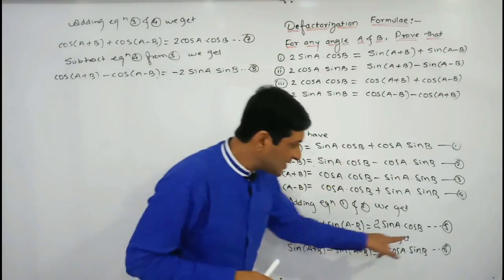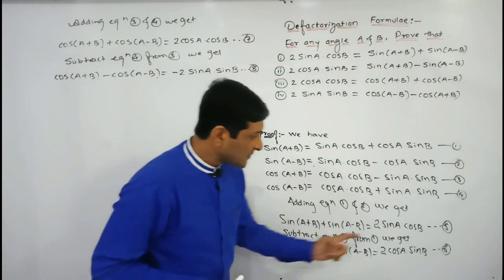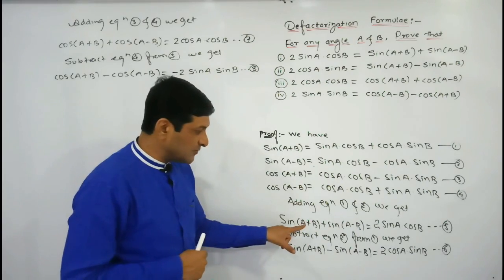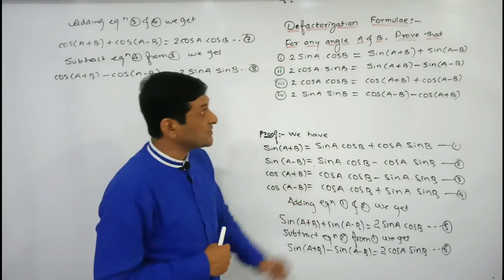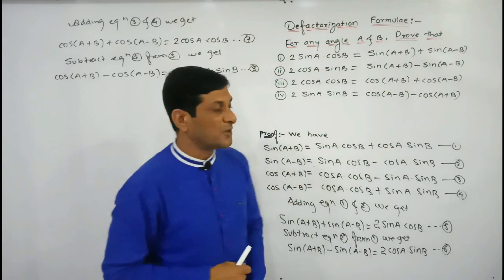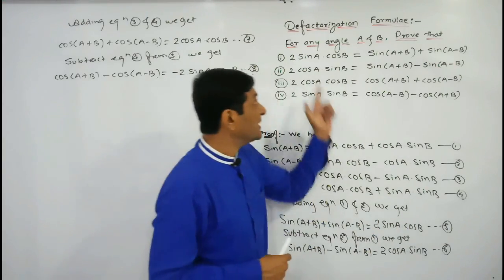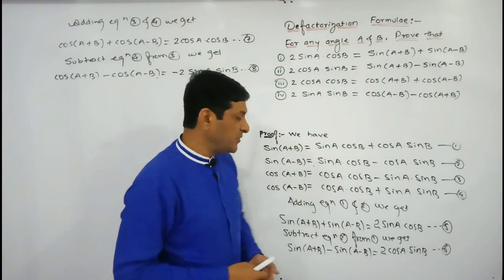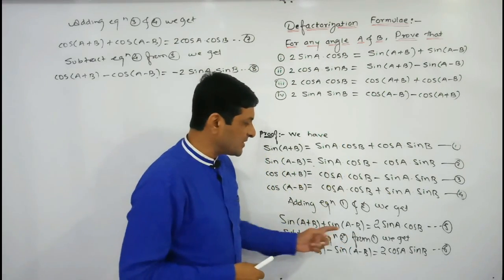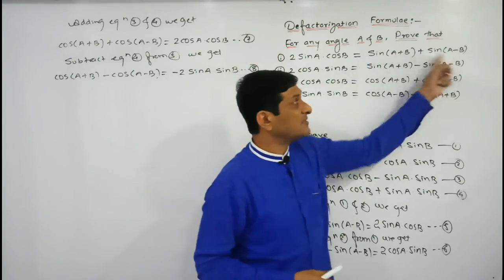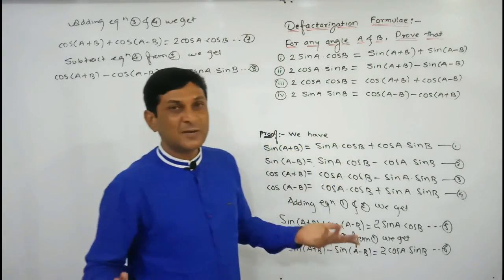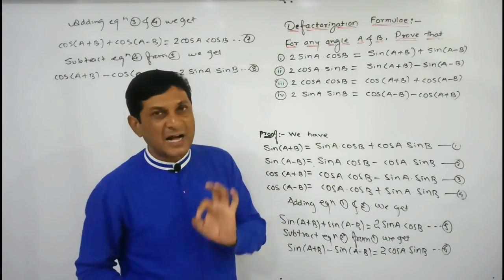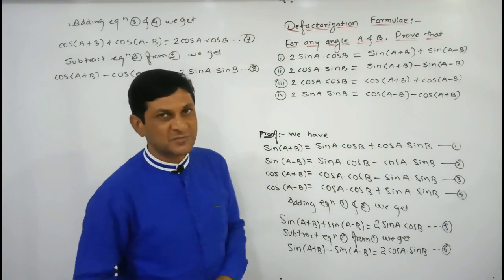But if you observe equation number 5 very carefully, what is the value of 2 sin a cos b? The value of 2 sin a cos b is equal to sin(a+b) + sin(a-b), which is nothing but our first formula. Observe that 2 sin a cos b is our left hand side. We have to show that its value is equal to sin(a+b) + sin(a-b). Observe that the same expression is there, which means equation number 5 is nothing but our first defactorization formula.